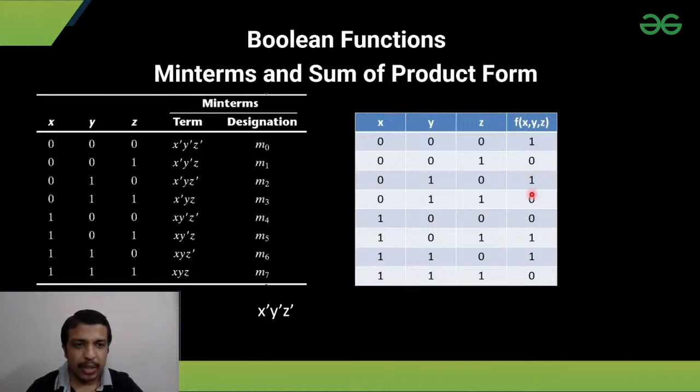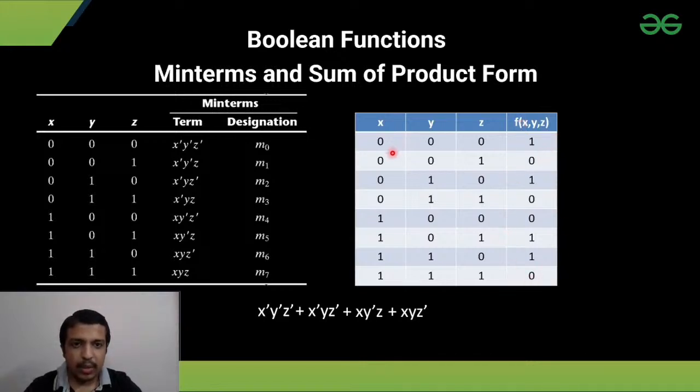And coming to the next one, we write x complement, y, z complement. Then the next one is x, y complement, z. And for the next one, we have x, y, and z complemented. So this is the sum of product form for this particular function. Here we have 4 terms, as many as the ones there are in this function.